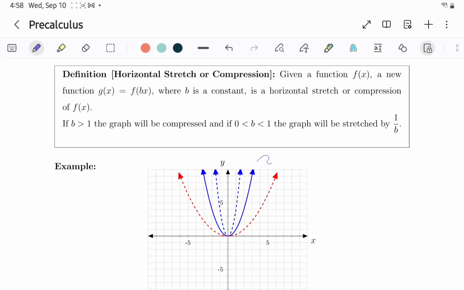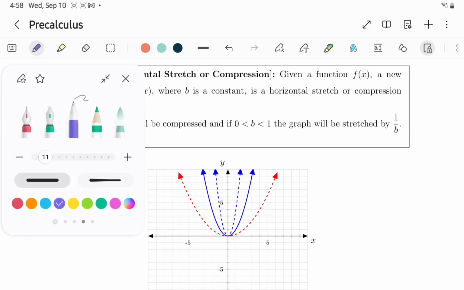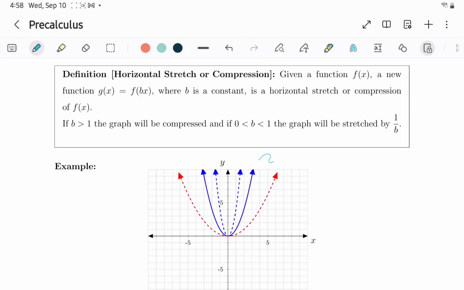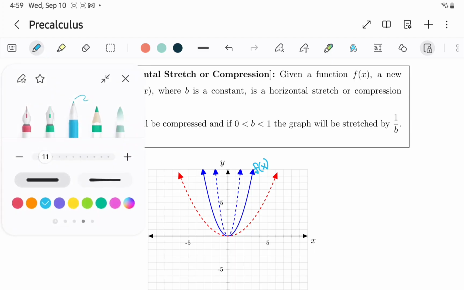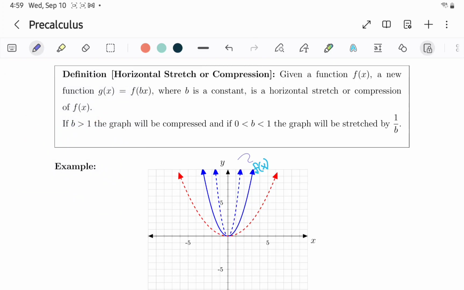So let's call the graph in solid blue here our original function before the transformations, just f of x. Let me change the color. So this is f of x. And then the graph in dashed blue, well, since that is going to be a horizontal compression, this is going to be the graph of f of b times x for some b that is greater than 1.